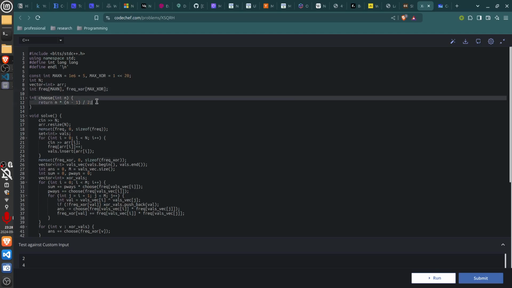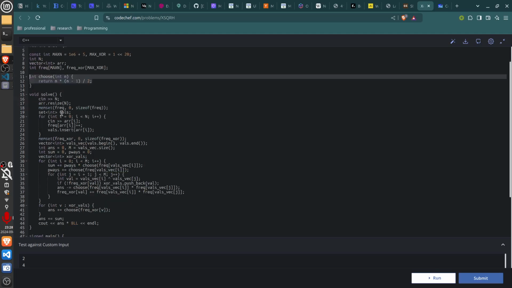So we're going to be using this choose function, which is how many ways there are to pick 2 from n elements. Do array resize. I set this frequency, so you update the frequency for this one, and you do this insertion of the vowels just so that you know what all the distinct values are, so you can iterate over the distinct values. Even though you have duplicates, you're iterating over the distinct values, but you know how many of that value there are in the array.